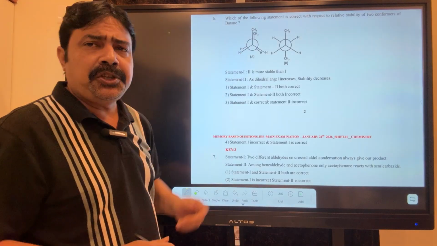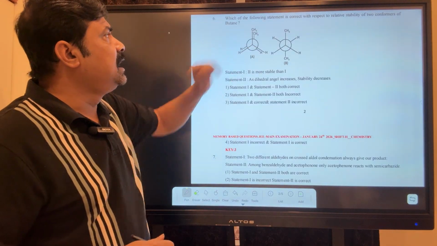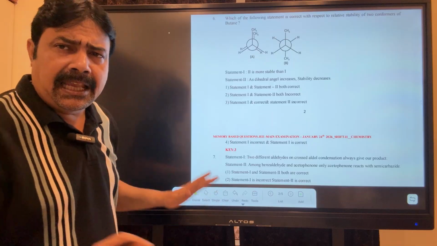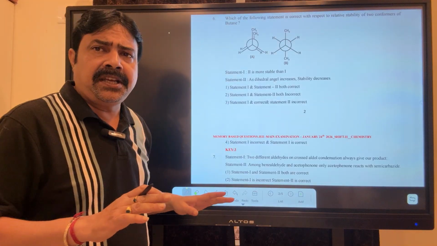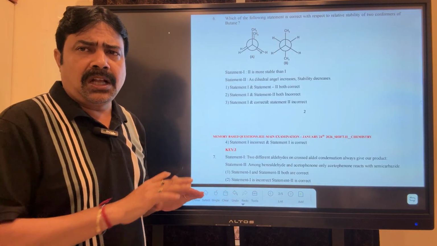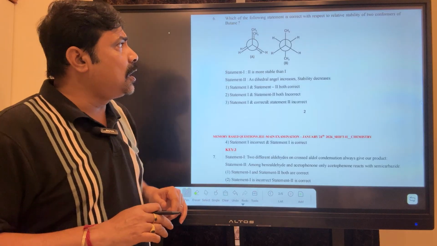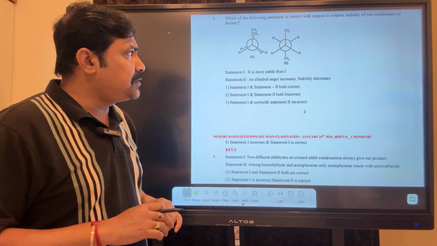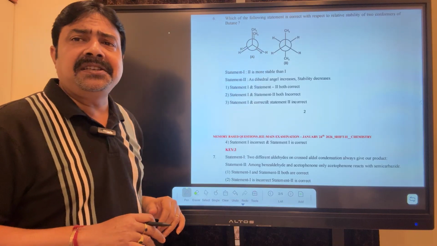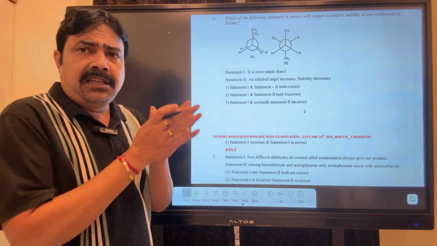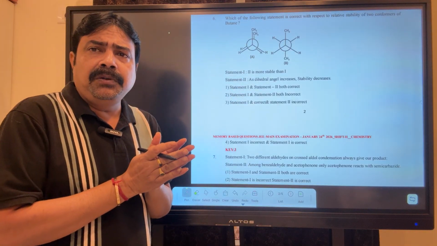This is a Newman projection they are giving. One is eclipsed. Eclipsed means all types of repulsion: torsional strain, angle strain, van der Waals strain, all types of strain will be maximum in a fully eclipsed conformation. A is fully eclipsed, B is a staggered or anti-staggered conformation. Generally, anti-staggered or staggered will be more stable.